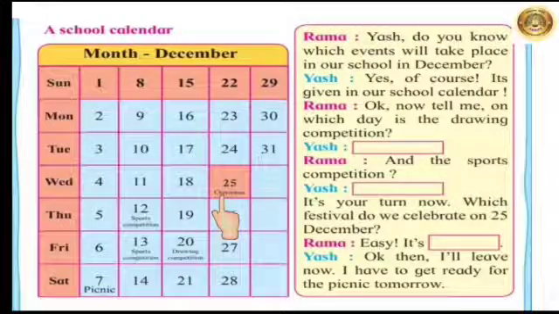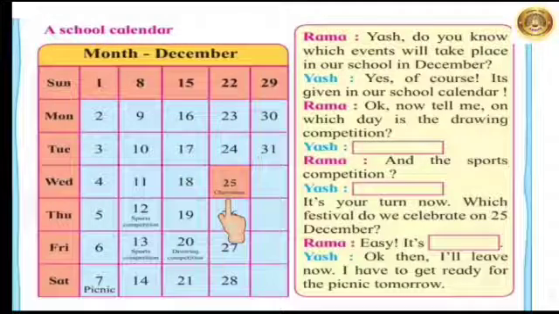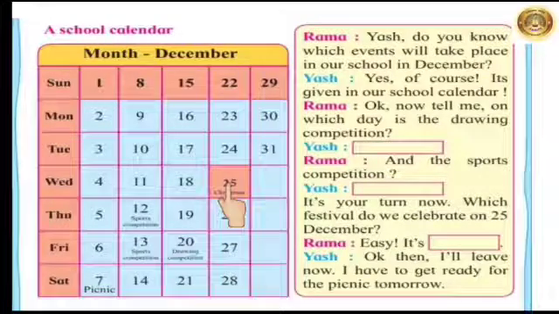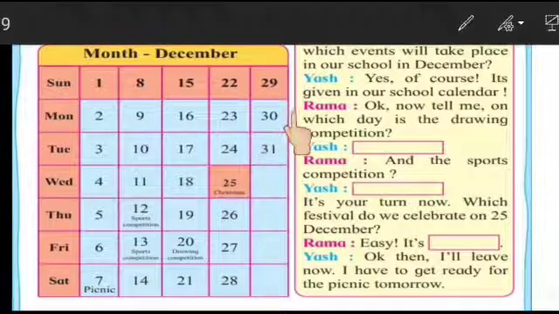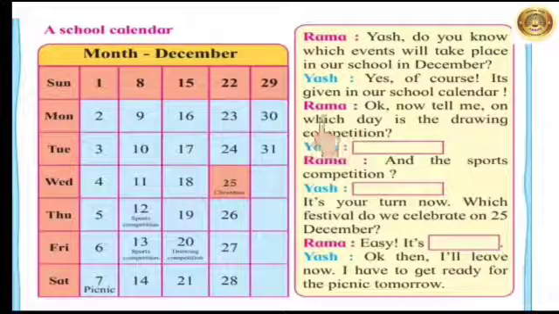But in the red mark, it is written here, Christmas. Means Christmas is not a school event, but it is a festival in which we have a holiday. So they marked it with the orange color. Now children, we will continue with the conversation here.